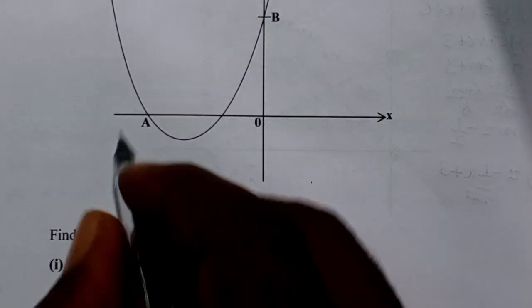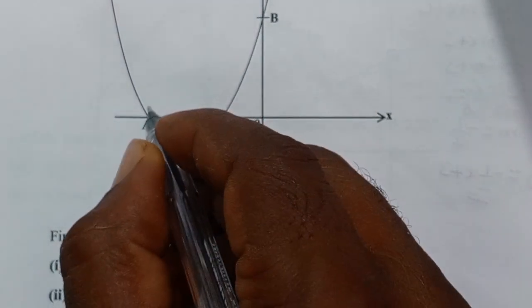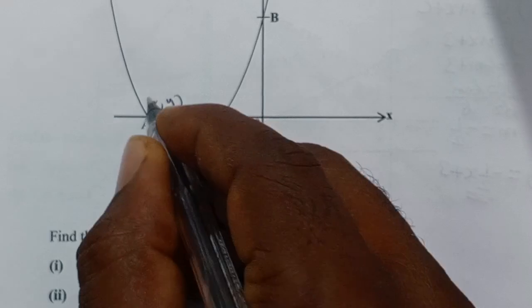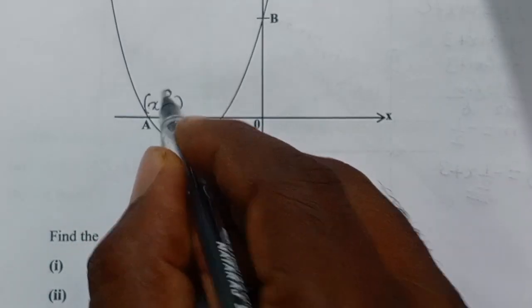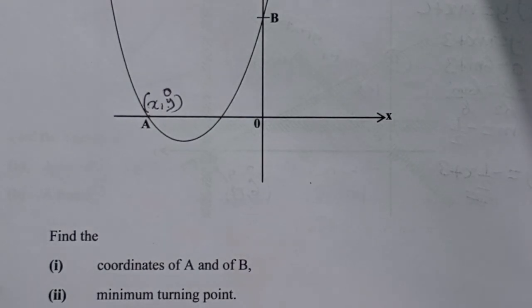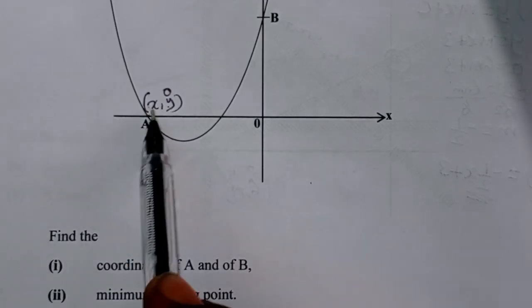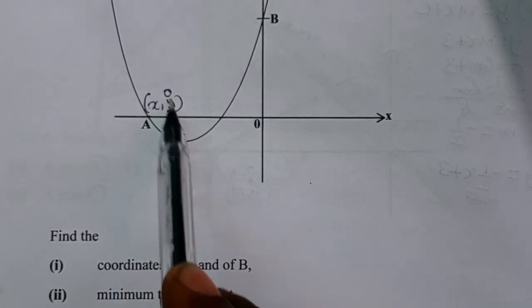On the x-axis, a coordinate is x, comma y, and y is always 0. So in that equation, where there is y, we are going to substitute 0. Then we find the value of x. So what is x if y is 0?